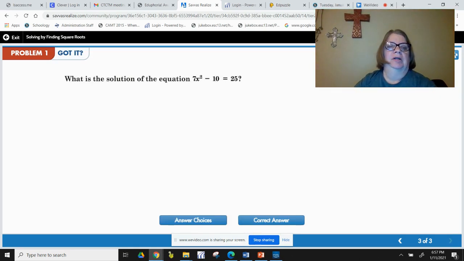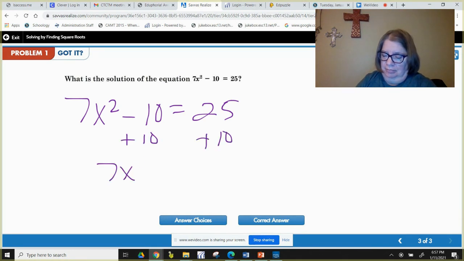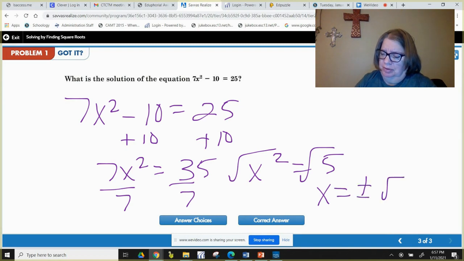What is the solution of the equation 7x squared minus 10 equals 25? Add the 10. 25 plus 10 is 35. Divide by 7. Is 5 a perfect square? No. How do I get the x by itself? Square root: x equals plus or minus the square root of 5.